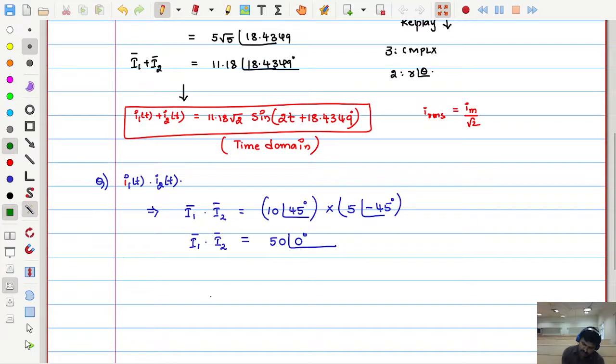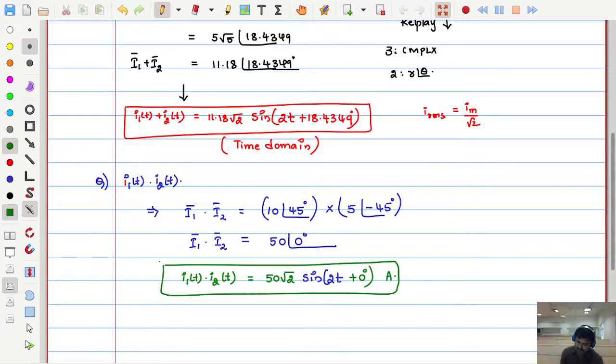But what I need ultimately is I1 of t into I2 of t. So what we will do? We will convert this phasor into a time domain function. How? 50 into root 2, then the already existing thing is sine. Omega is also known, 2t. Now how much is the angle? 0 angle, plus 0 degrees. This is the amperes, that is I1 into I2, the product of the currents.